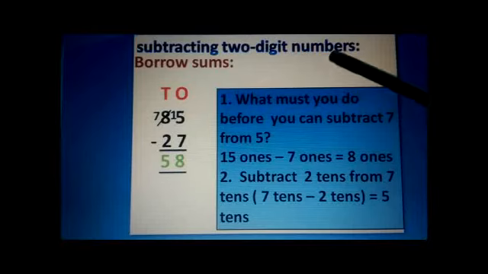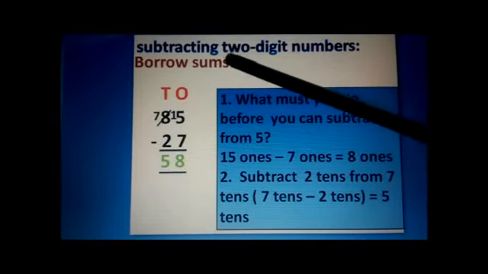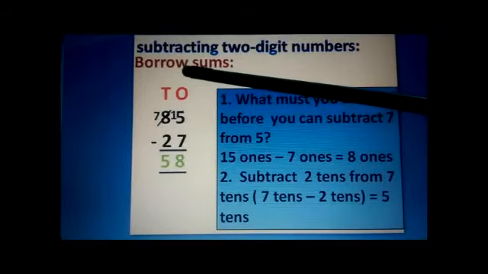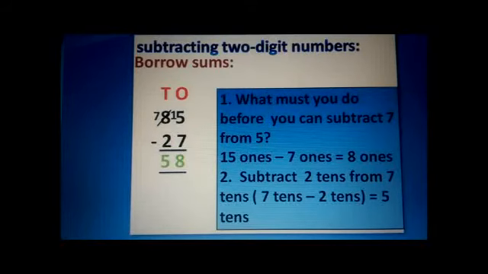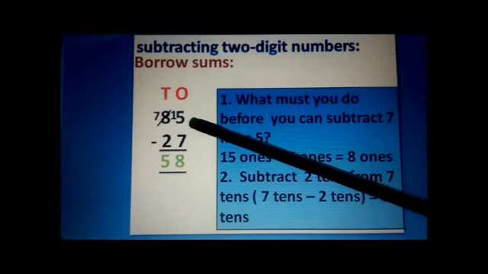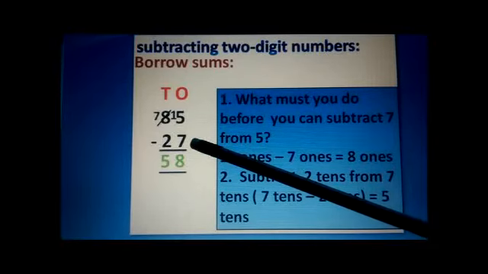After that our next concept is subtracting two-digit numbers, which is called borrow sums. First of all we have to know what the meaning of borrow is. Borrow means to take something from the other number. Done class? As you can see a question, 85 minus 27.